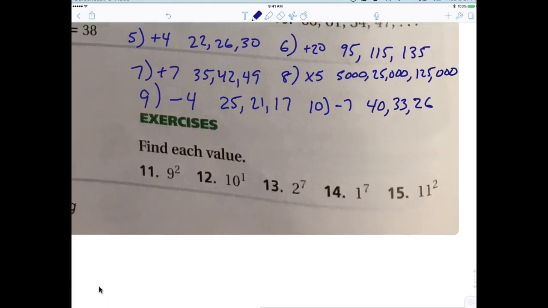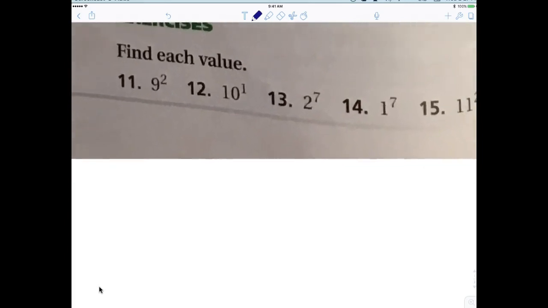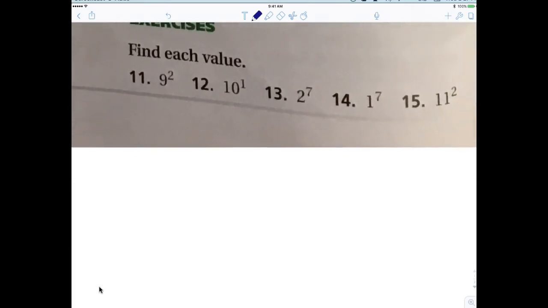Now speak up, guys. These next ones should be easy for us, too. Should be good at this. All right. 9 squared. Not 81. You're awesome. 81. Right here. 10 to the first. 10. Good. Very good. Anything to the first power itself? Uh-oh. Yes. You're up. Tell me 13. Good.